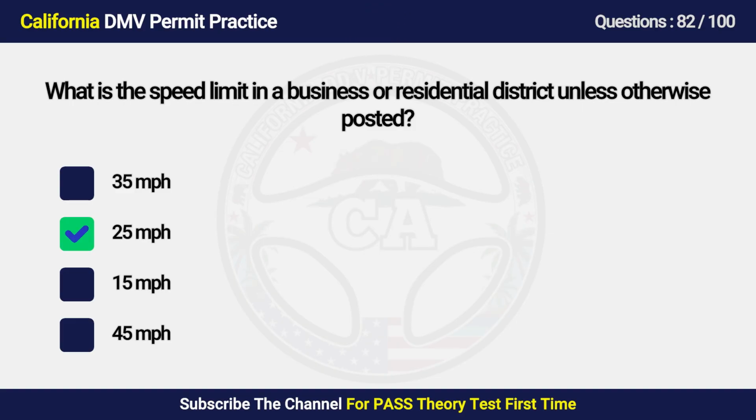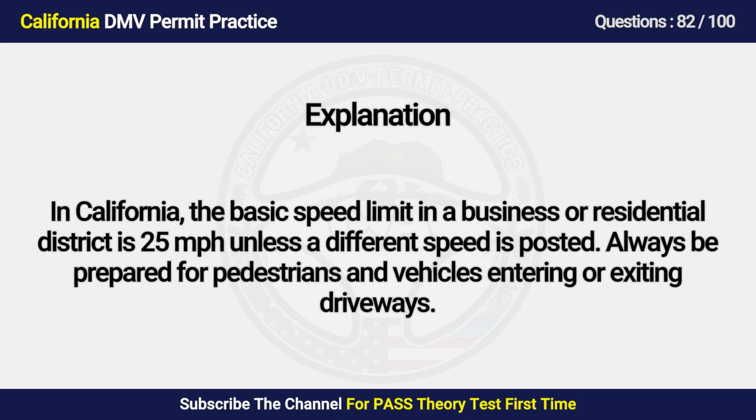Answer is B. 25. In California, the basic speed limit in a business or residential district is 25 unless a different speed is posted. Always be prepared for pedestrians and vehicles entering or exiting driveways.